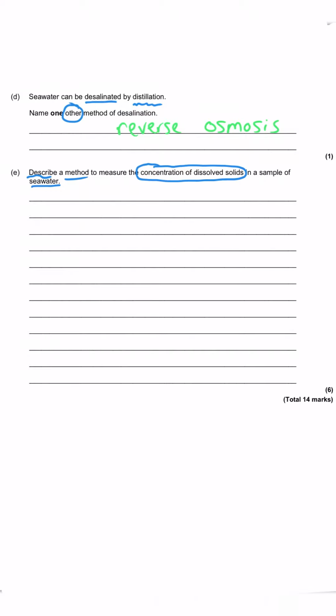What we know, because we've just seen the diagram on the previous page, is we would need to weigh an evaporating basin or an evaporating dish. Either word is absolutely fine. And that would be when it's empty. And then after you've done that, you need to add a known volume of water, because you can't just say add water to it.